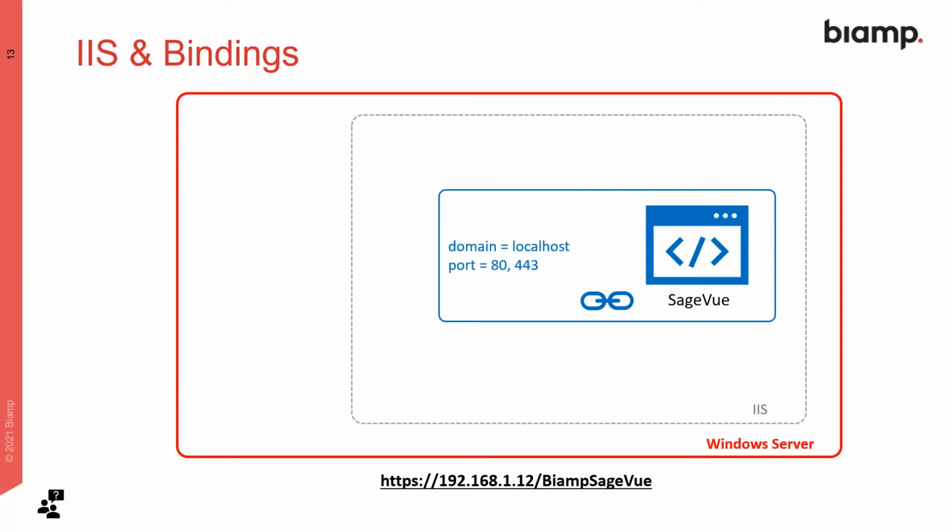However, let's say we're on a remote machine. We know the IP address of the server that's running SageVue is 192.168.1.12. We can ping that IP address. So we try to go to our browser. We replace localhost with 192.168.1.12 from a remote machine. But IIS natively is not going to know what to do with that. Those bindings are strictly related to localhost at this point.